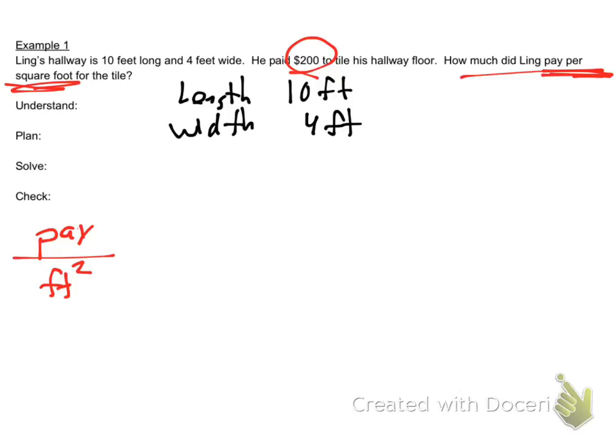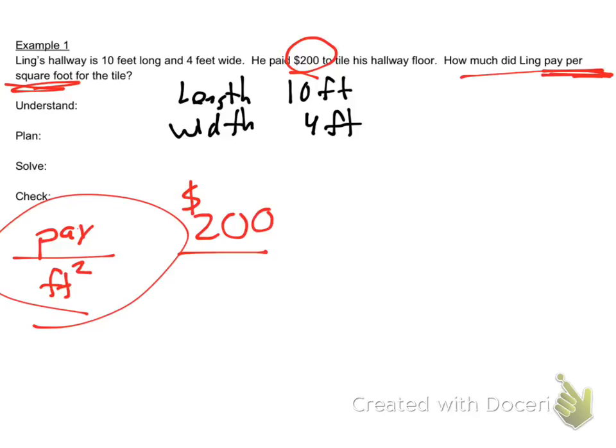So that's kind of understanding the problem. We got some stuff laid out, and it's asking us to find this. We need to find how much it costs. We know that. That's $200 over square feet. How many square feet do we have? Do we know it yet? Did it just tell us? It didn't tell us the square feet.